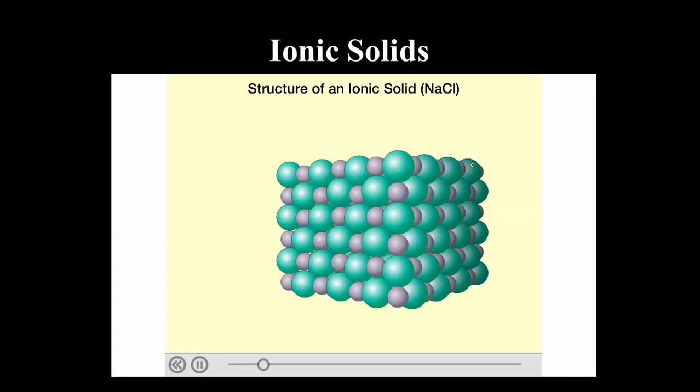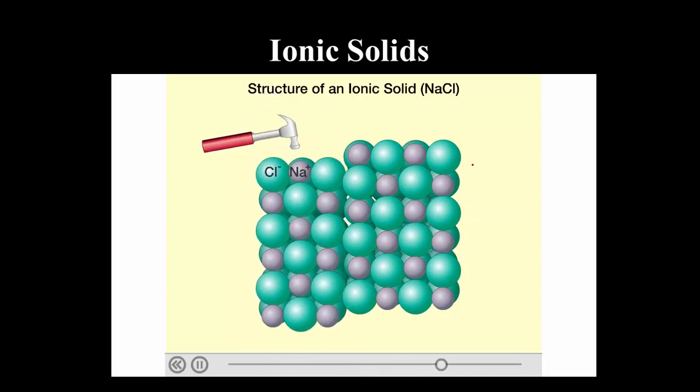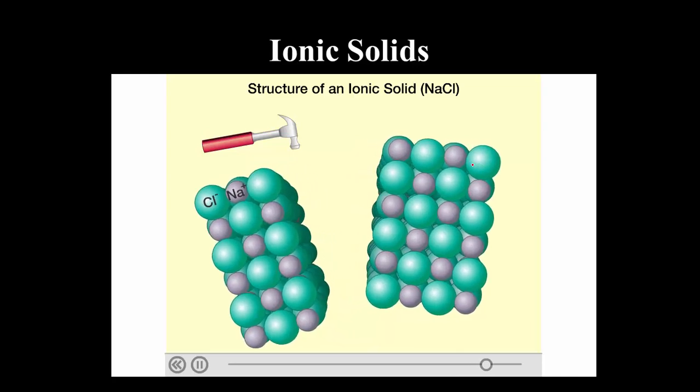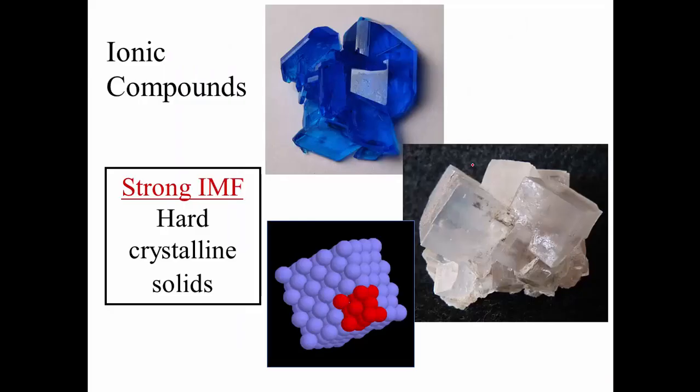Sodium chloride is typical of ionic solids. The crystal contains alternating sodium cations and chloride anions packed in a three-dimensional array. Ionic solids are brittle if deformed and will fracture along planes of packed ions. So that's it for properties, physical properties of ionic compounds right now.